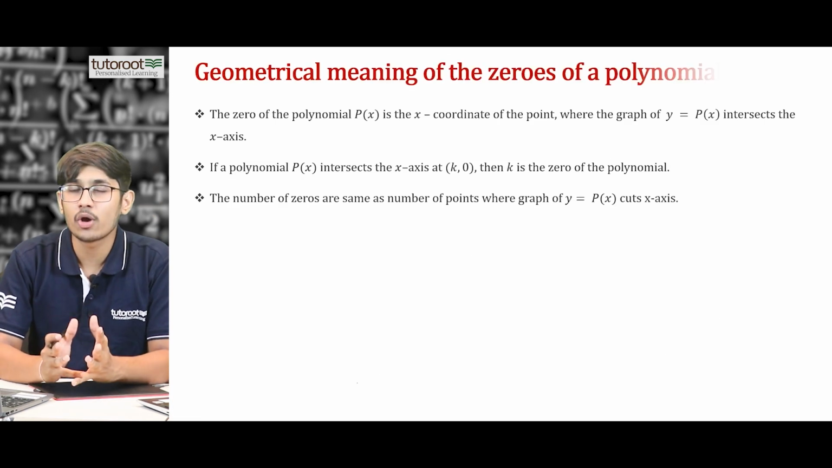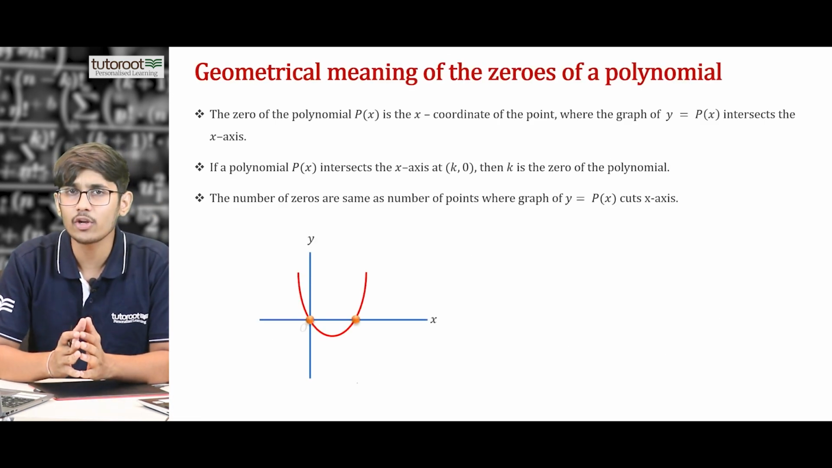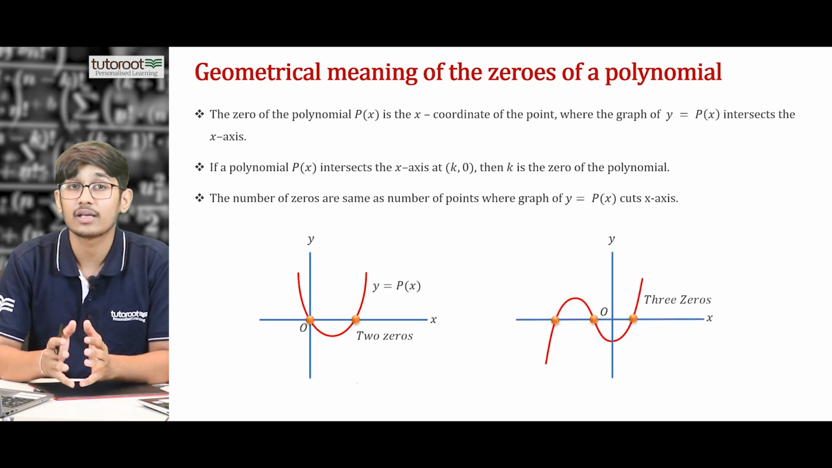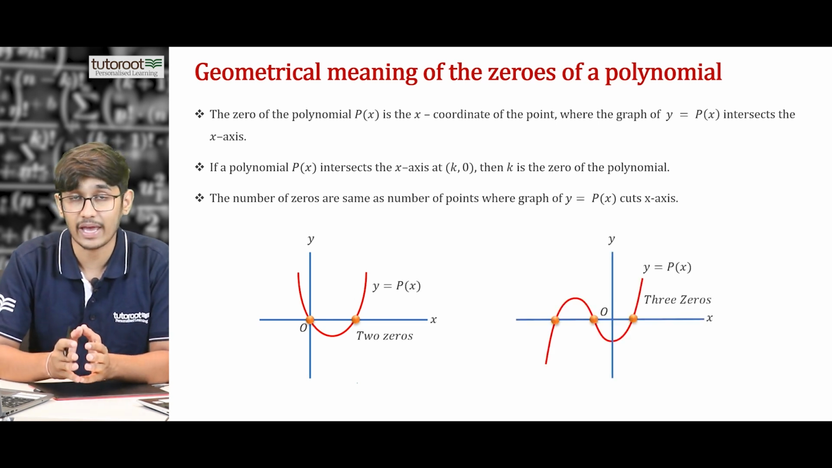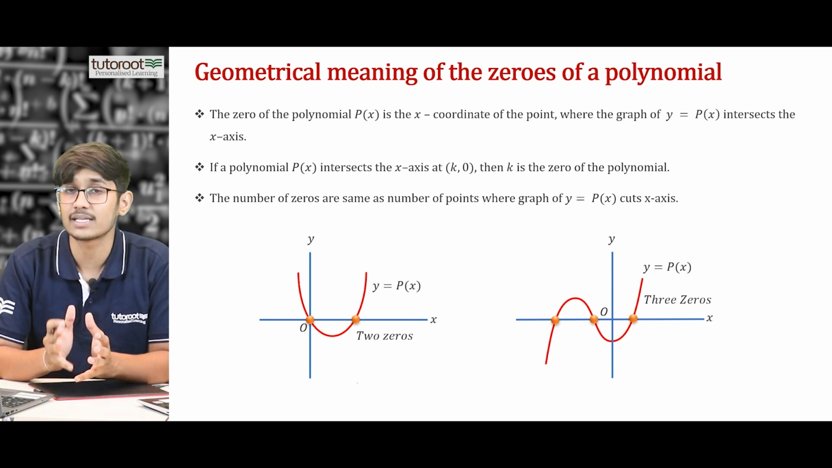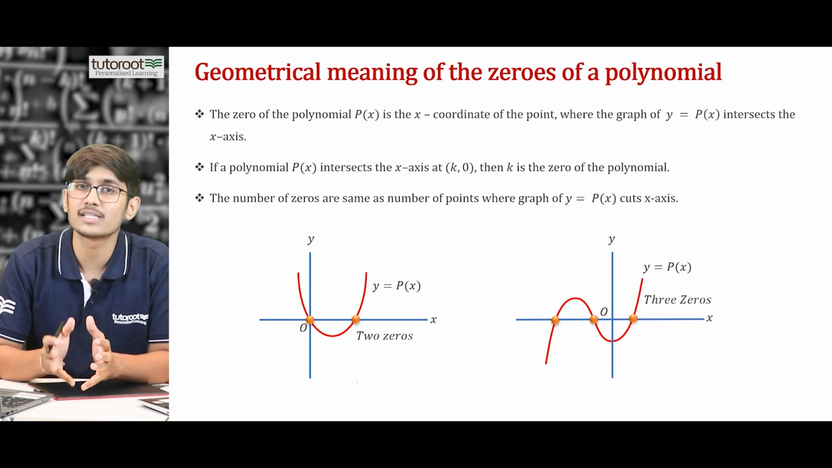Now let's look at the geometrical meaning of the zeros of a polynomial. The zero of the polynomial p of x is the x coordinate of the point where the graph of y equals p of x intersects the x-axis. If a polynomial p of x intersects the x-axis at (k, 0), then k is the zero of the polynomial.